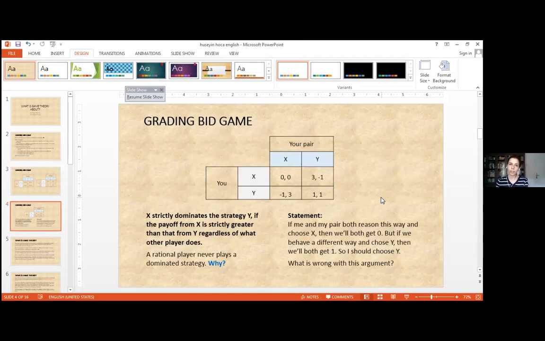I asked here why that is on the assumption that everyone joined in this game, but since no one joined, I'm putting up a statement here. If I and my pair choose the dominant strategy, both of us get payoffs of 0. However, if both of us choose the dominated strategy, we would get 1 as payoff, which is a higher payoff than with the dominant strategy. So if we reason this way and behave differently and choose Y, then we'll both get 1. So I should choose Y. Is this a correct statement? Or is there something wrong with this statement?